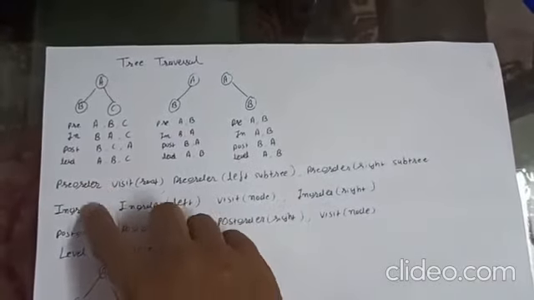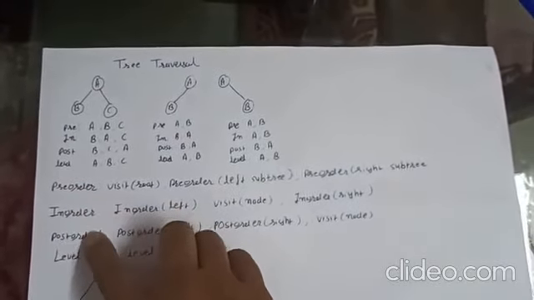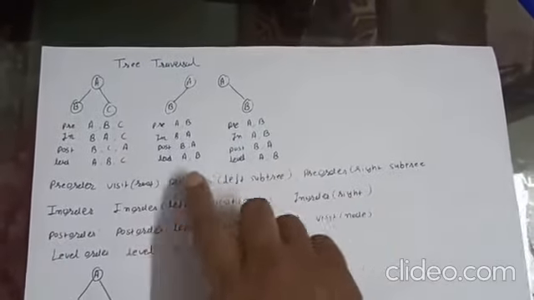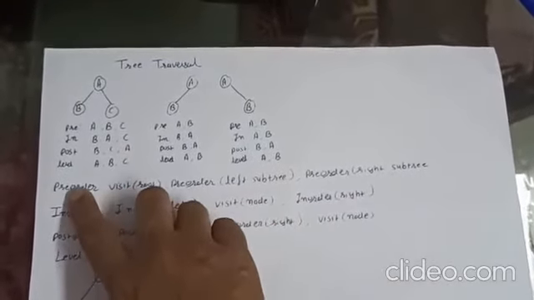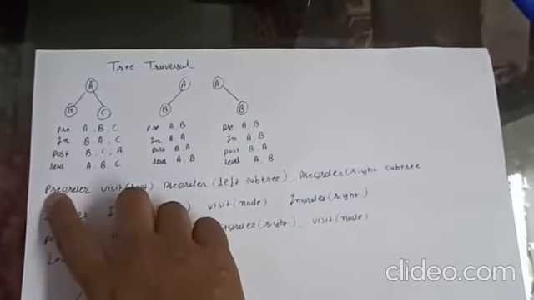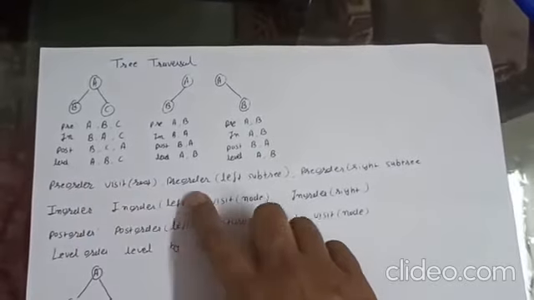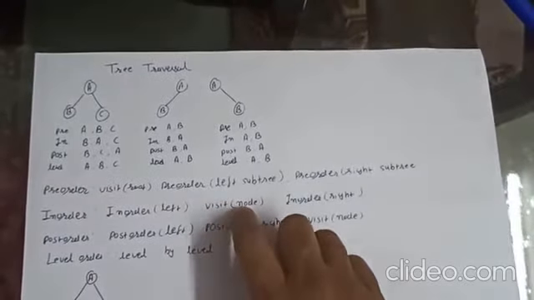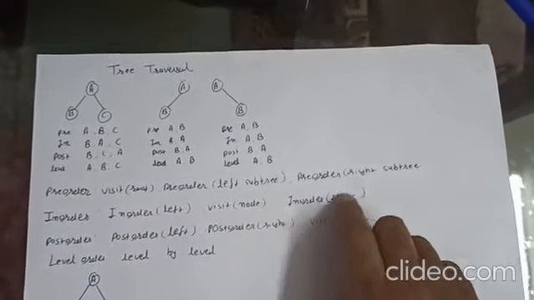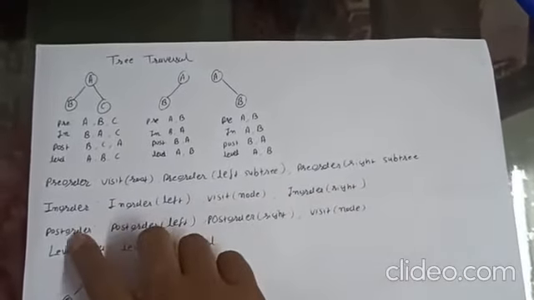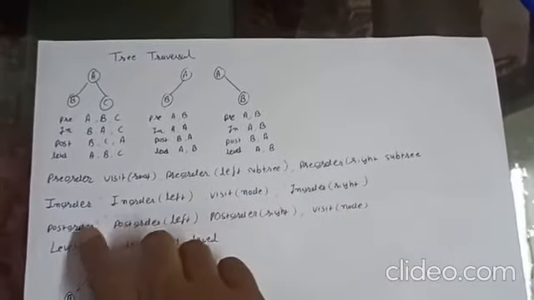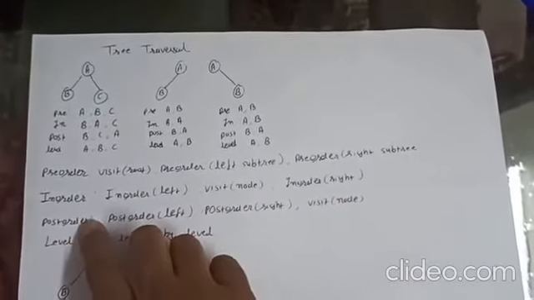So just look at the names: pre, in and post. That is decided based on the position of the root node. In pre-order, the root node is first. That's why this is called pre-order. In in-order, the root node would be visited between the left subtree and the right subtree. And in post-order, we will visit the root node at last. That's why this is called post-order traversal.